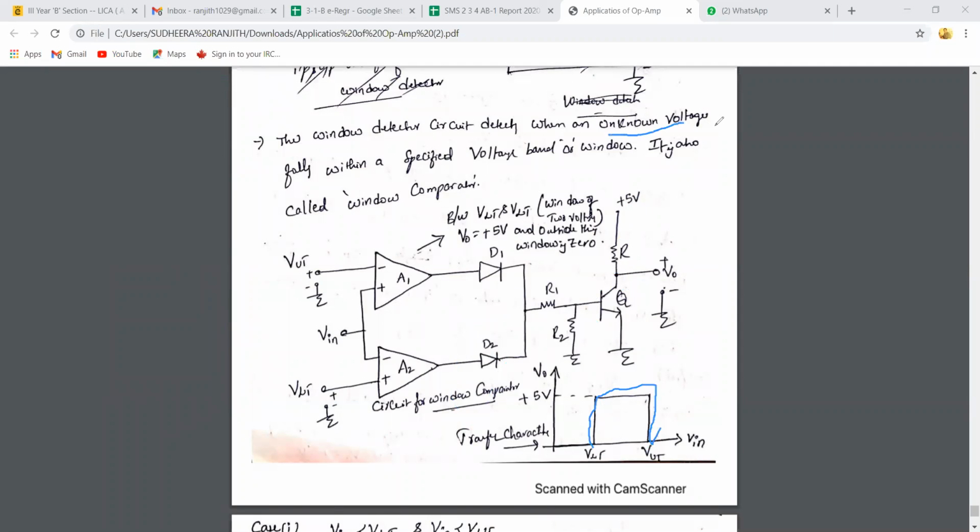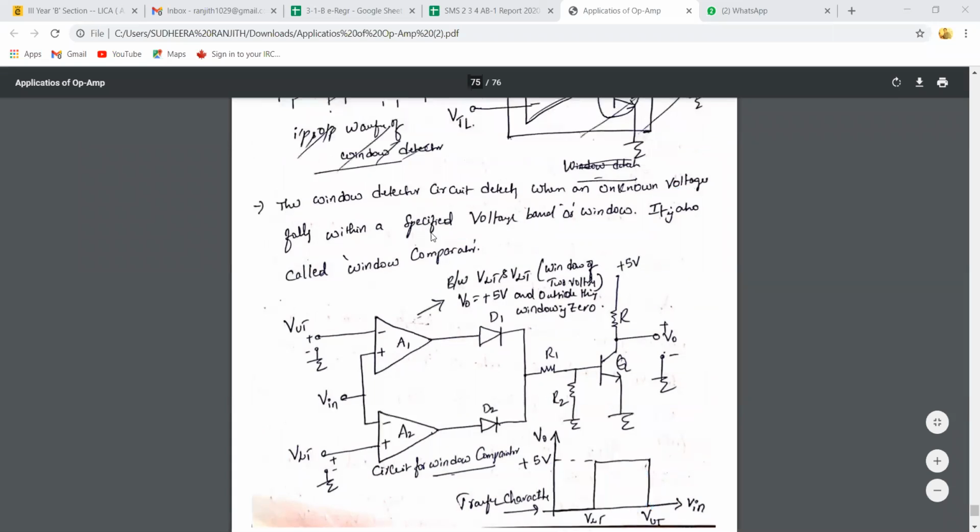Nothing but if any unknown voltage falls within a specified voltage band, this is the band, VLT less than Vin less than VUT, we can detect that and find that voltage level. Whenever the voltage falls between this band, we are getting output as 5 volts. Otherwise, we are getting 0 volts. So that is how the comparator is used to detect whenever the unknown voltage falls within a specified voltage band or window. That's why it is called a window comparator.